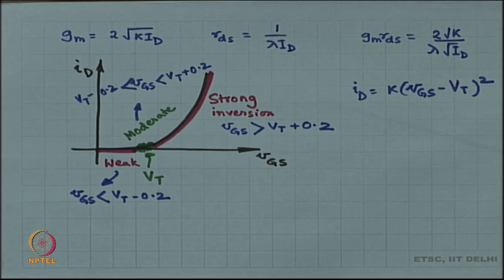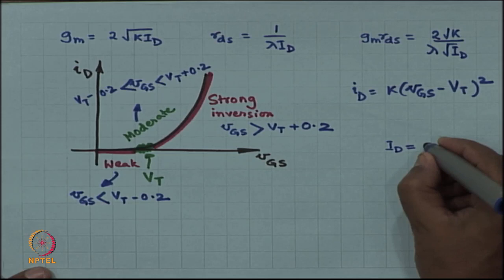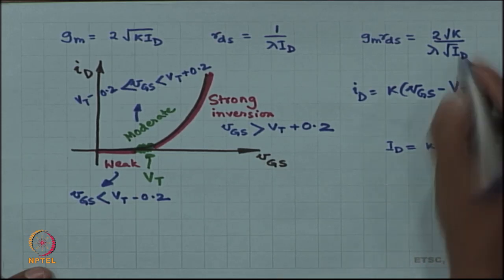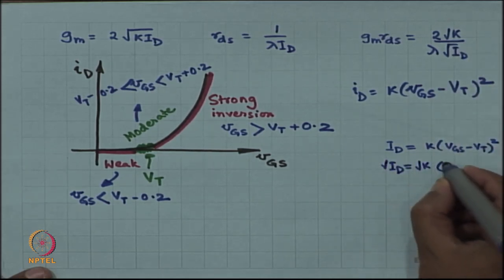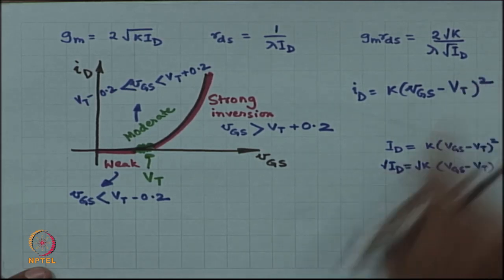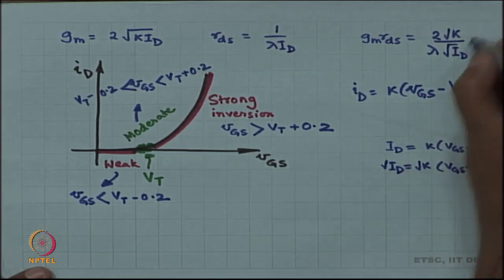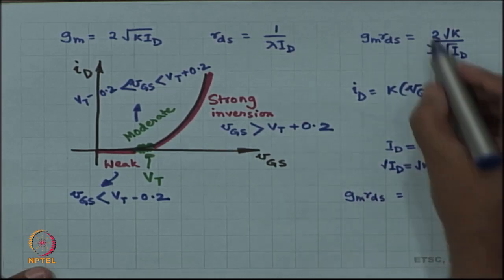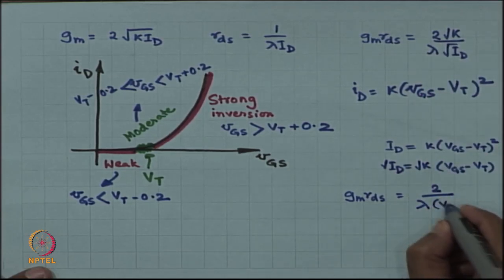What is Id now? Id is k times Vgs minus Vt the whole squared in strong inversion. So, root Id is root k times Vgs minus Vt in strong inversion, right? You plug this in over there, root Id, what do you get? Root k cancels out. So, you get this entire expression: Gm RDS is equal to 2 times lambda Vgs minus Vt.